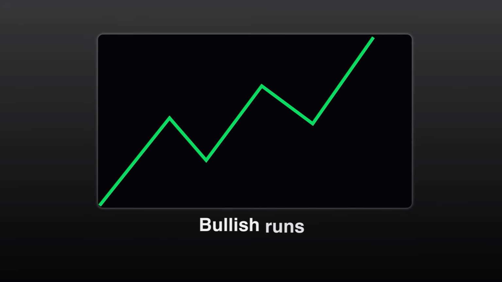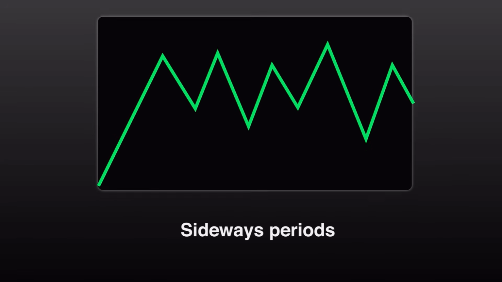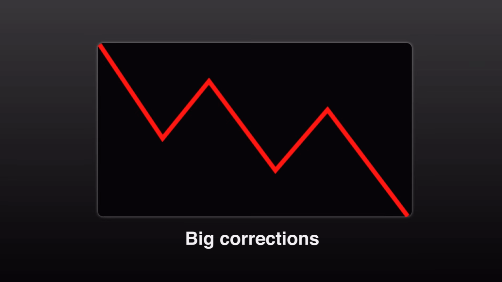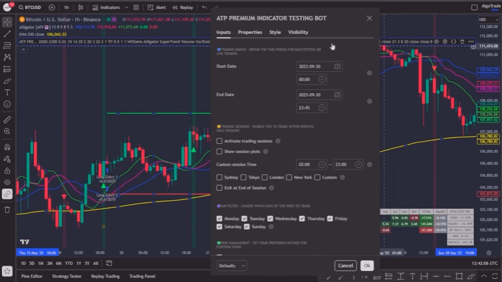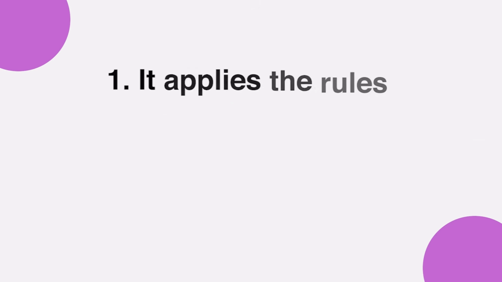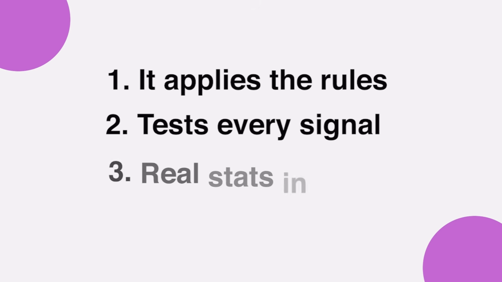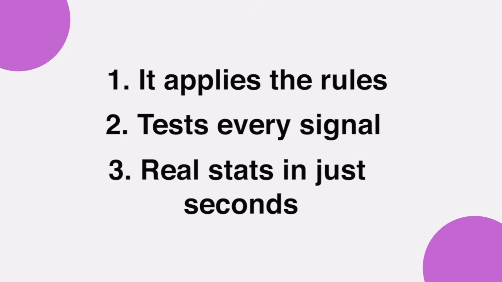That includes bullish runs, sideways periods, and big corrections. Then, to make our lives easier, I'm using the ATP Indicators testing bot. It applies the rules, tests every signal, and gives us real stats in just seconds.